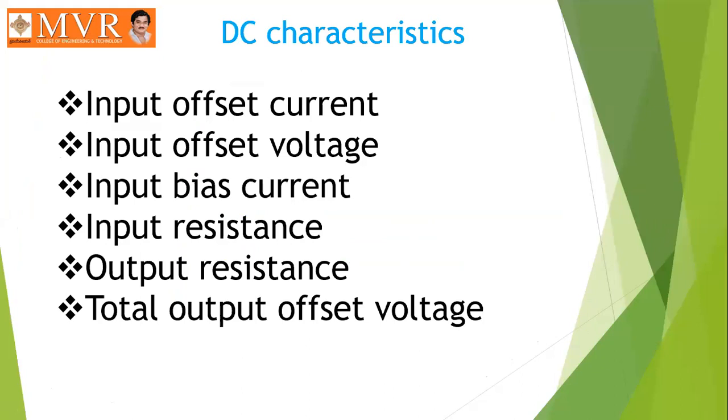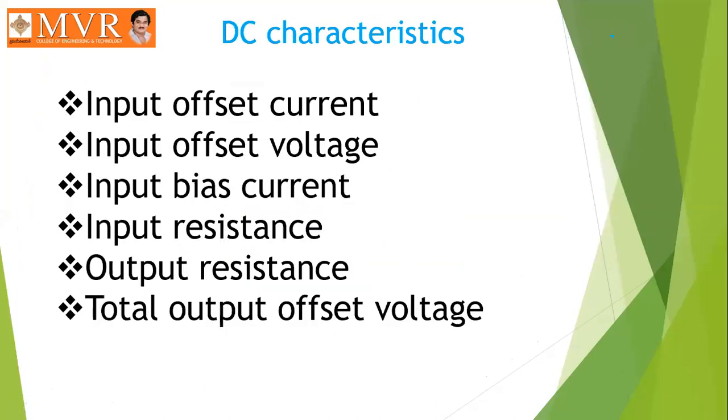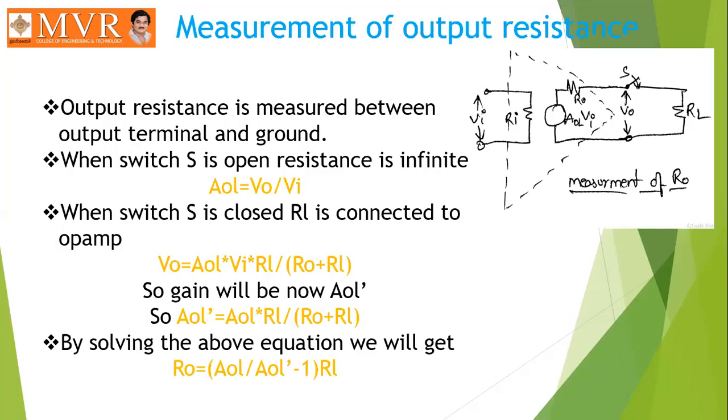So we have observed the input offset voltage, output offset voltage, input offset current, input bias current, input resistance, output resistance, and total output offset voltage. In the last classes we discussed how to measure the CMRR, the input offset voltage, the power supply rejection ratio, and also the input resistance. Now in this class we are going to observe how to measure the output resistance.